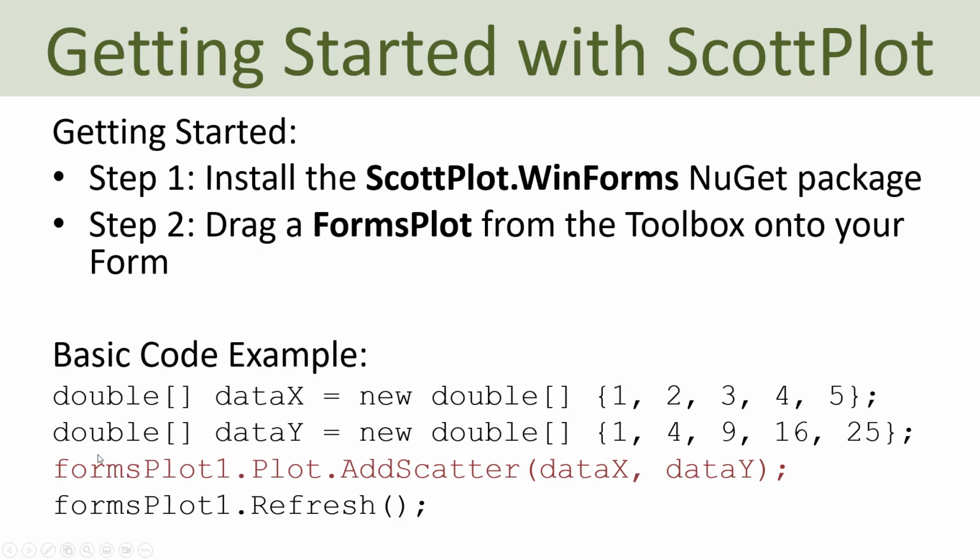Of course you can change it in the properties window. Then dot plot, and the method called Add.Scatter, which is the default or basic plot in the ScottPlot library, and then the input arguments are just the two arrays, data X and data Y. Then you just show the data in your application by using the refresh method.